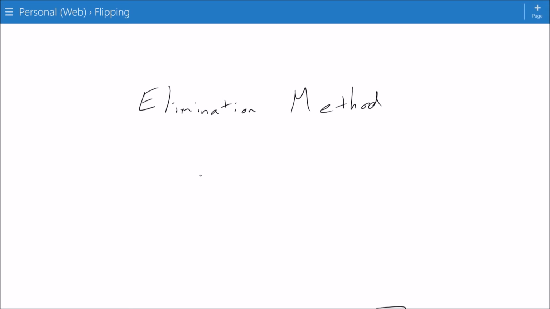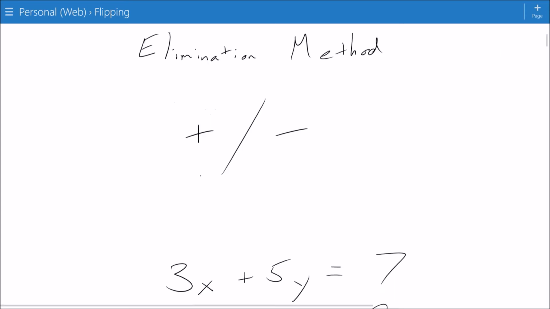We're going to continue looking at this thing called the elimination method as a means of solving linear systems. To date, we've been doing that really just with addition and subtraction. We can throw in multiplication and division into the mix. We're going to do so right now.